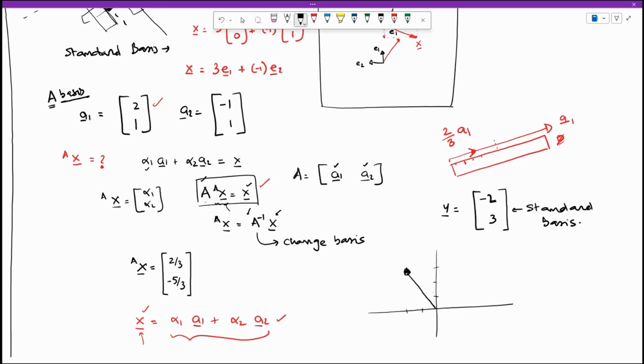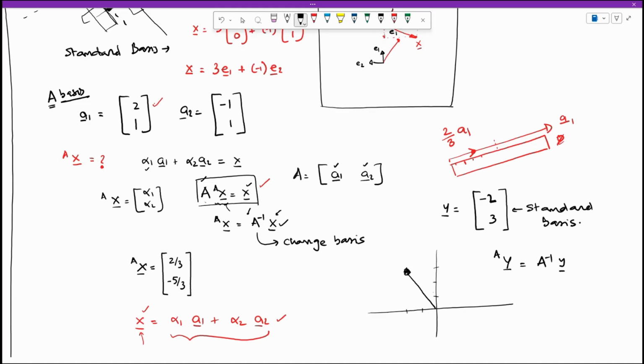Now, if I asked you what is YA, what would you do algebraically? Don't do it, but tell me what you will do. That means I want the representation of this vector. I have the representation of this vector in the standard basis, which is minus 2, 3. Now I ask you, what is the representation of this vector in the A basis? That's YA. How would you find that out? Well, you take Y and multiply it by A inverse, and then you'll get YA. That's not what we're going to do.